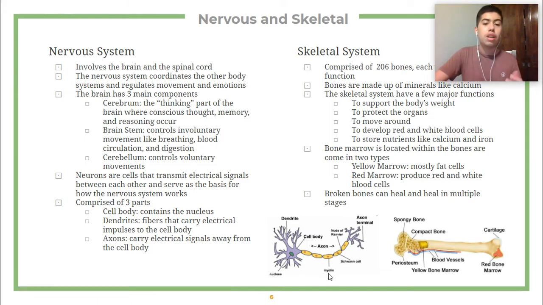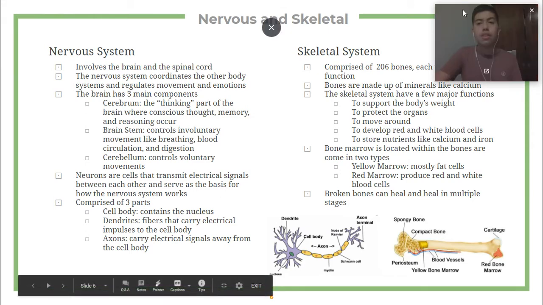You have the cell body, which contains the nucleus, which kind of controls it, and then you have the dendrites, which are fibers that carry electrical impulses to the cell body. And then axons carry electrical signals away from the cell body. So remember that dendrites is to the cell body and axons away from the cell body.